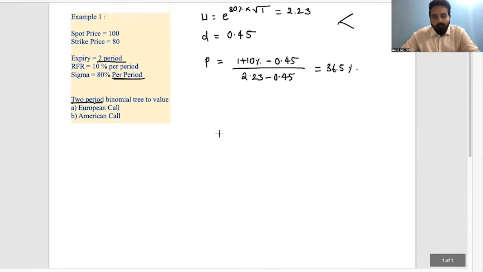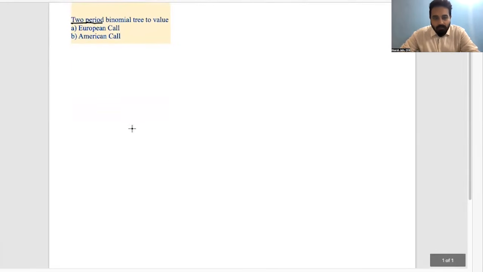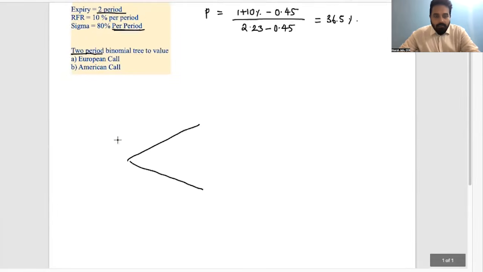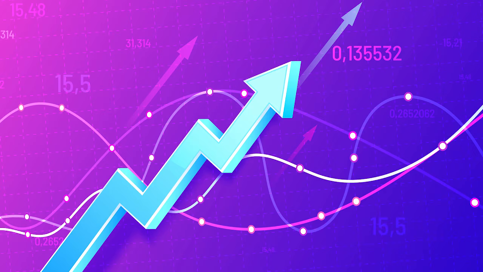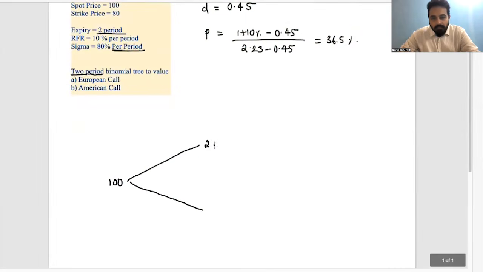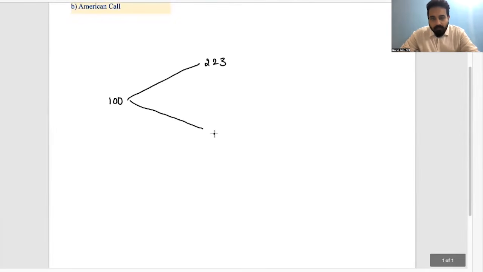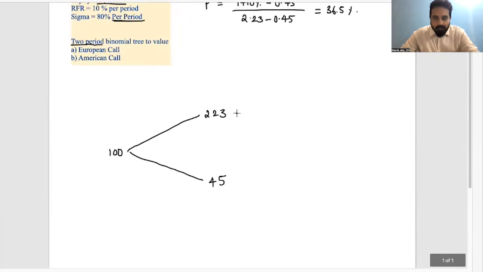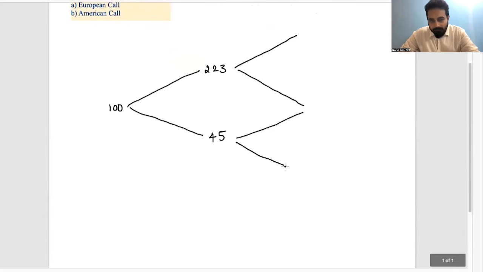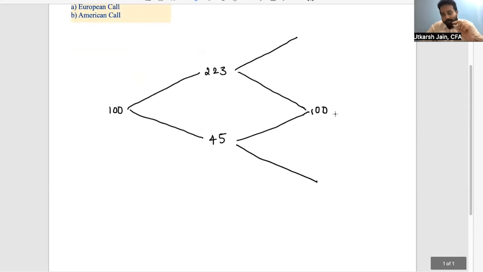All right, now the tree building happens. Stock price 100 into 2.23 is 223. 100 into 0.45 is 45. Then it goes up again, goes down again, goes up again, goes down again. There will be a reconvergence here. It's called a recombining tree. The tree recombines to 100 again. I mean, slightly different than 100, a few decimals here and there. But mathematically, if this is U and this is the inverse of U, then this should be 100 again.